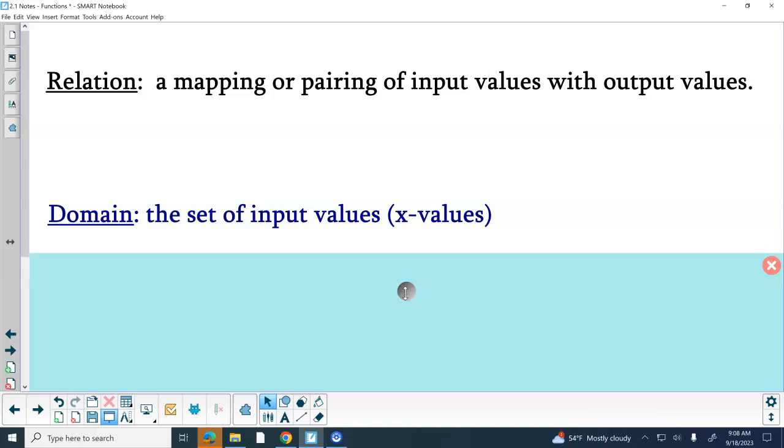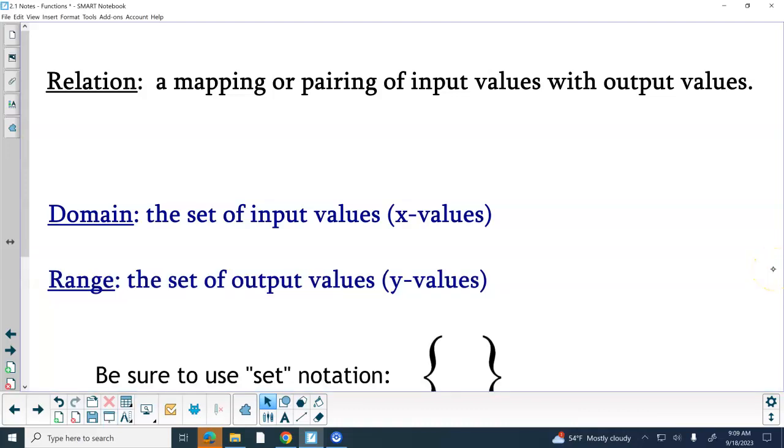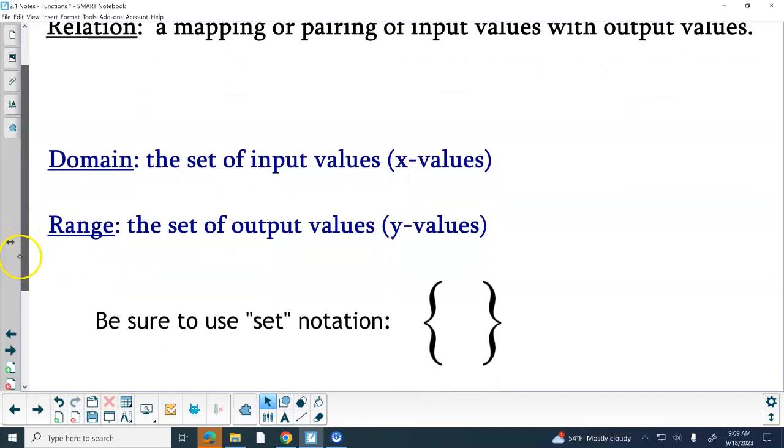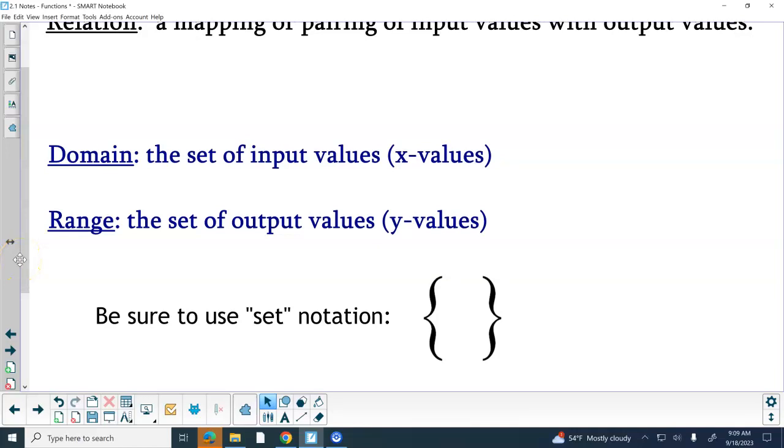Typically, in math, the domain is the x values. It's the independent variable. It's what you're putting into the function. And that's going to be your domain. And then there's the range. Okay? The range is the output, what comes out of the function. That typically is our y values.